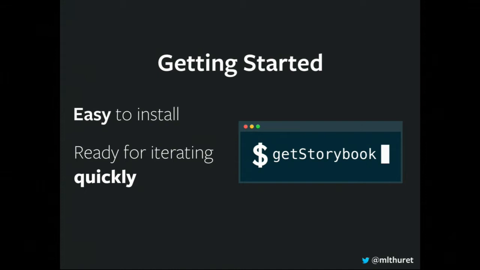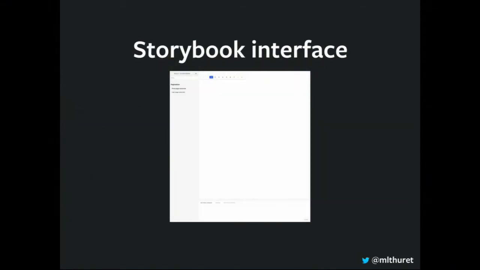To get started with Storybook, it's super easy. You just have to install this command line tool, get Storybook, and run it. If you want to migrate from Storybook v2 to v3, it's incorporated some code modes to help the migration be a bit smoother. And basically what you get is this interface.